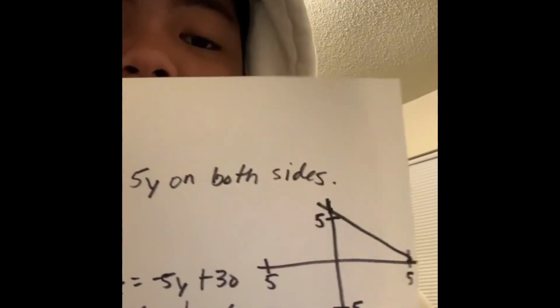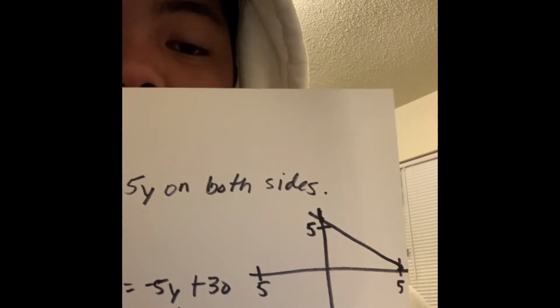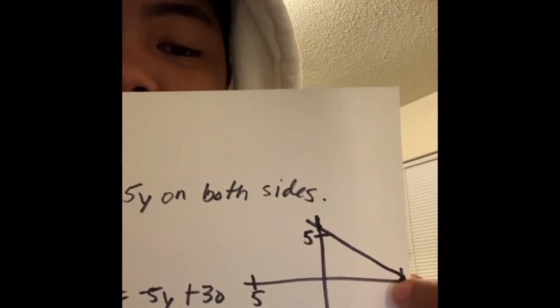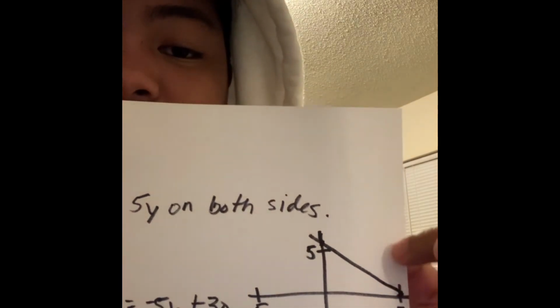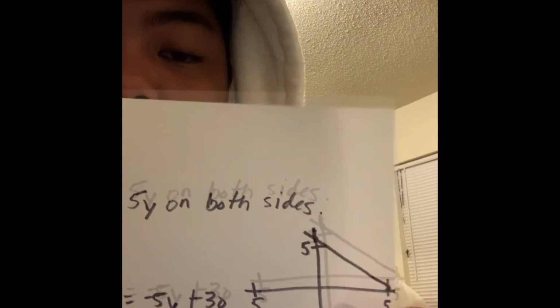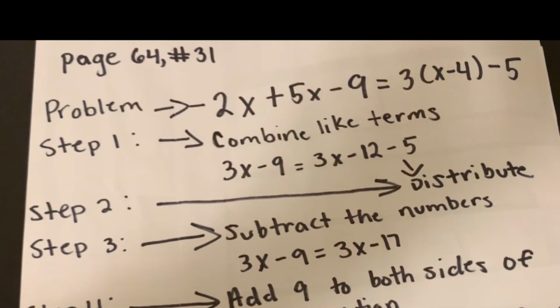Okay, so your graphing should look like this. Since your x-intercept is 5, you have to go to 5. And your y-intercept is 6, so you have to go to 6. And your line should look like that. So that is it.